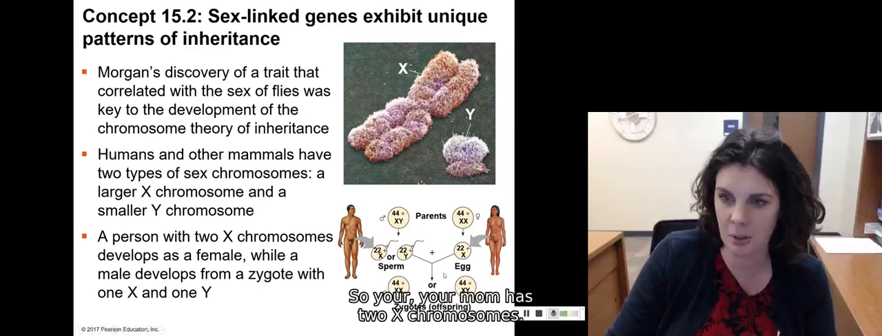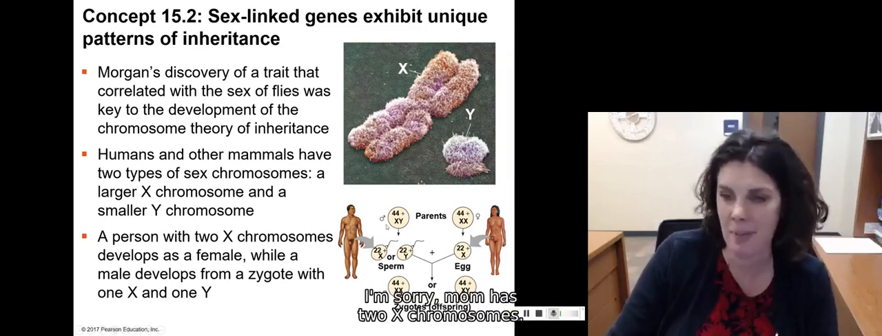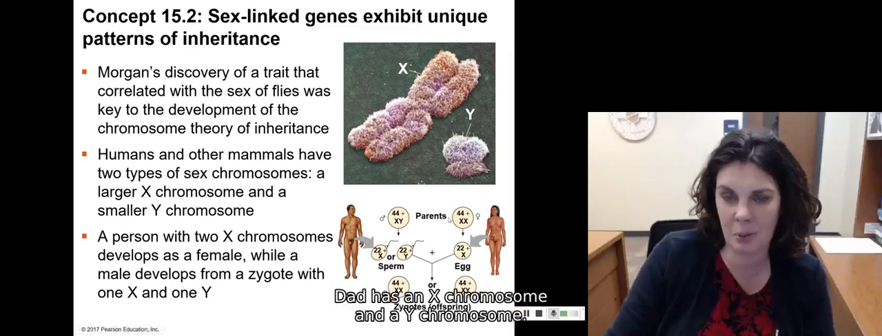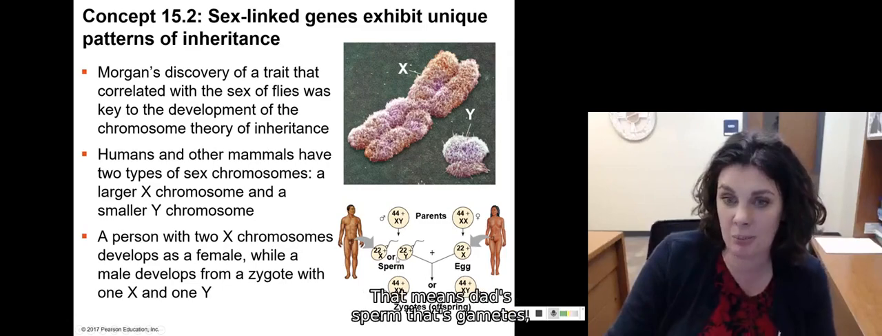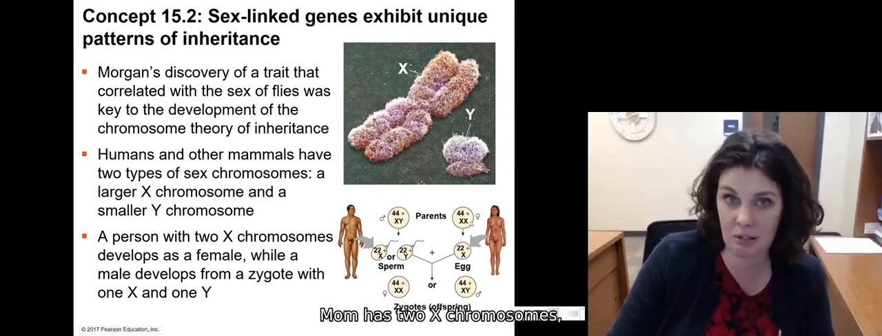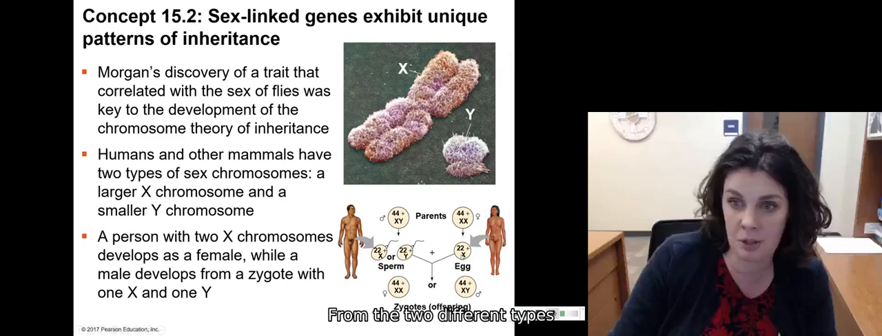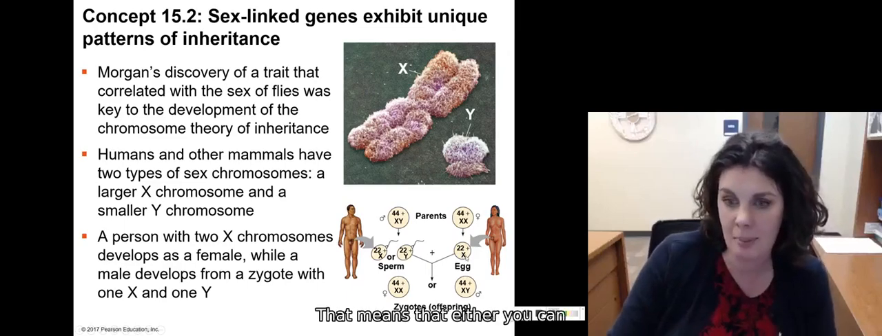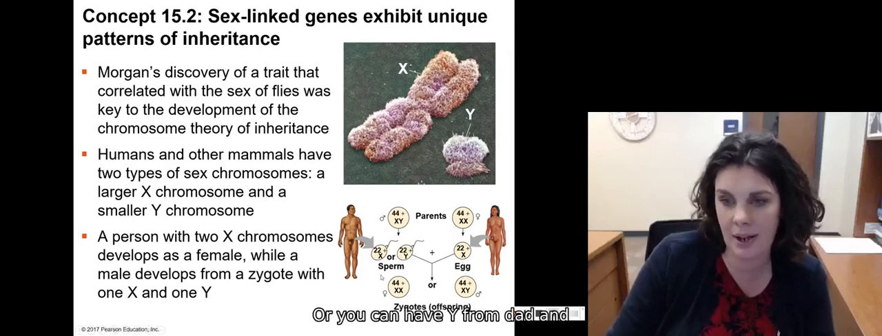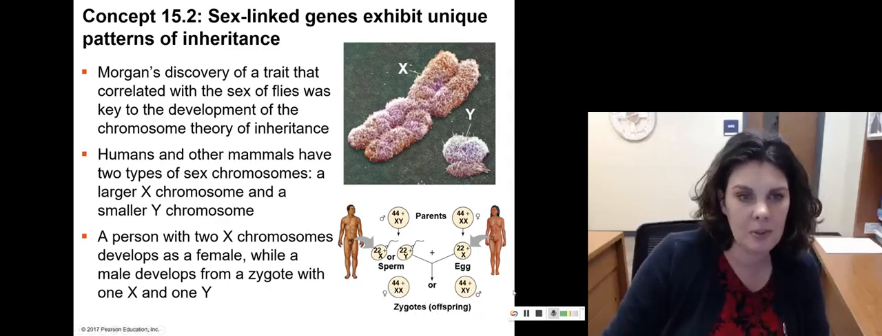Well, aren't these pictures backwards? So mom has 2 X chromosomes, dad has an X chromosome and a Y chromosome. That means dad's gametes can have either X or Y chromosomes. Mom has 2 X chromosomes, so all of her eggs are going to have an X chromosome, half from each of the 2 different X chromosomes she has. That means you can have X from dad and X from mom come together to make XX, or you can have Y from dad and X from mom, giving you an XY chromosome, giving you either a female or a male.